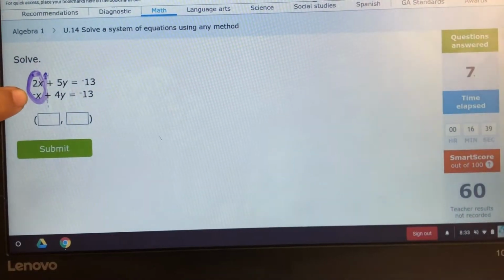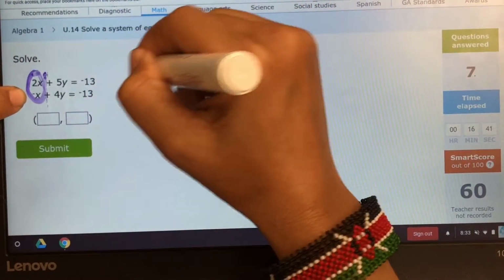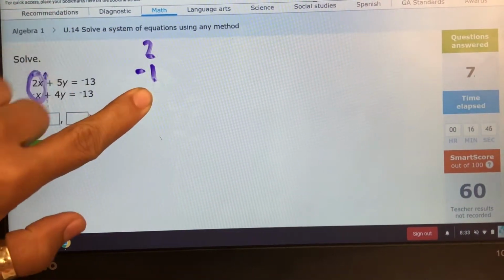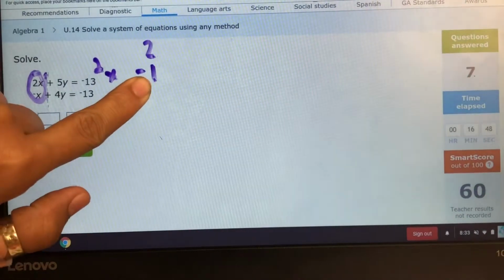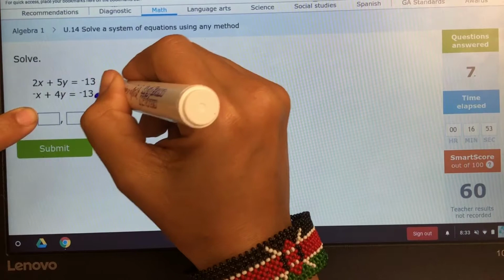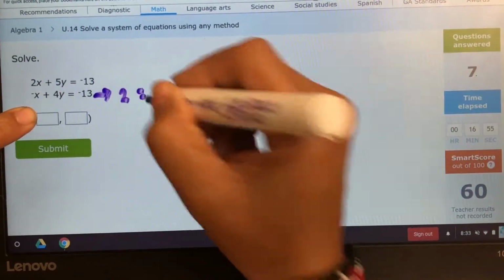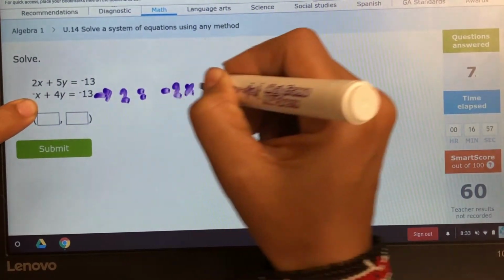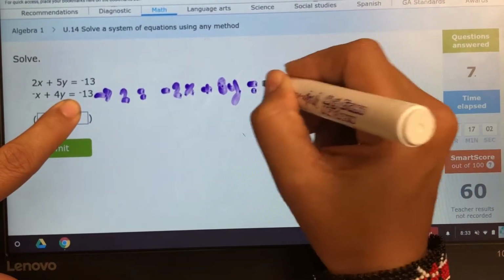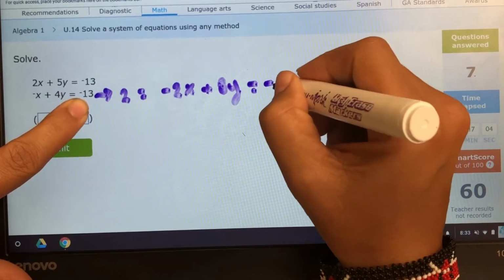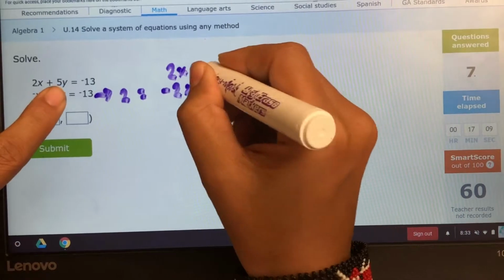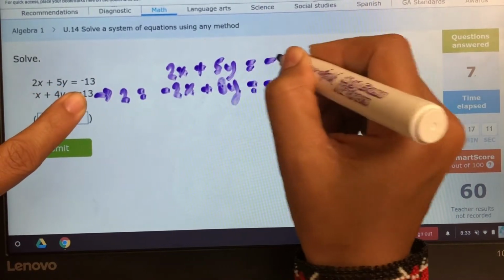I need these numbers to be the same. So right now I have a 2 and I have a -1. What can I do to this 1 to make it 2? I can multiply it by 2, and that will give me 2. So if I take this entire equation on the bottom and I multiply it by 2, what will I get? I'd get -2x and then plus 8y, because I multiplied 4 times 2, equals -13 times 2 is 26. All right, I'm just going to write the top equation down, plus 5y equals -13.